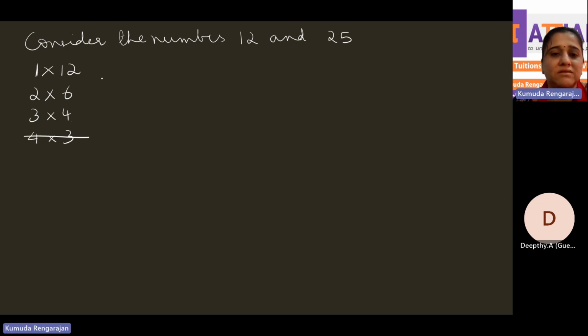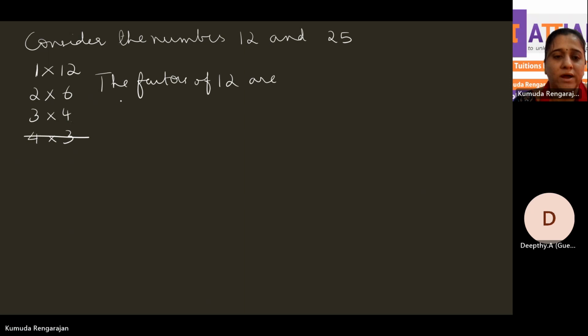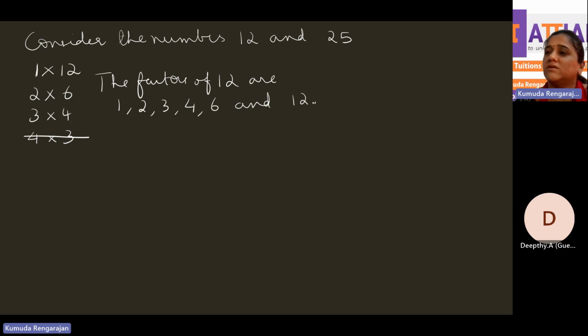So the factors of 12 are 1, 2, 3, 4, 6, and 12. All right, children. Now for 25. 1 into 25 is 25. It's not divisible by 2. It's not divisible by 3. It's not divisible by 4. So by 5, 5 into 5. And after this, it doesn't happen in any other table.